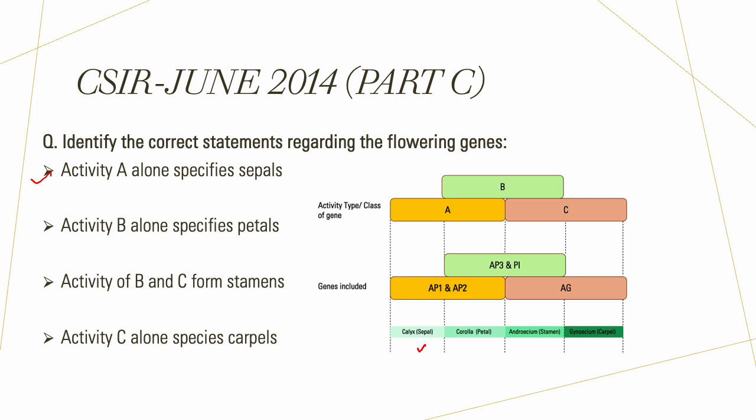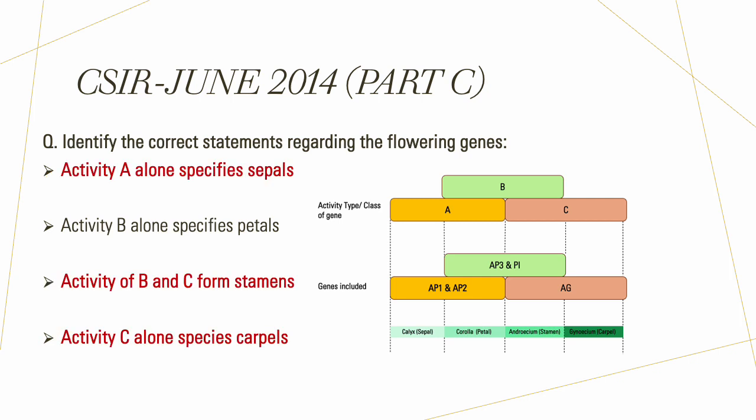Activity B alone specifies petal? No, petal comes from the activity of A plus B. So this is wrong. Activity of B plus C forms stamens. Activity C alone forms carpels. Once again, this is correct. So only statement B is wrong here. So options A, C, and D are correct for this part C question.